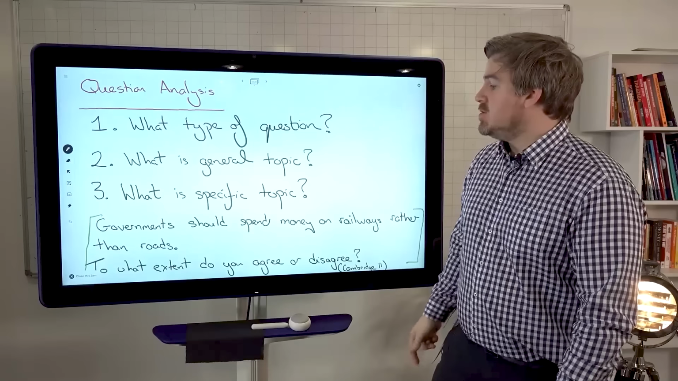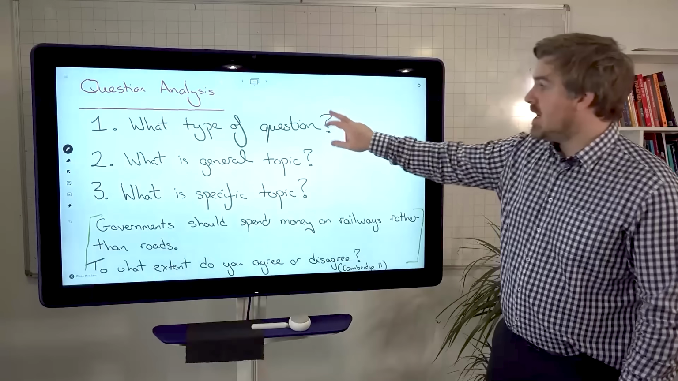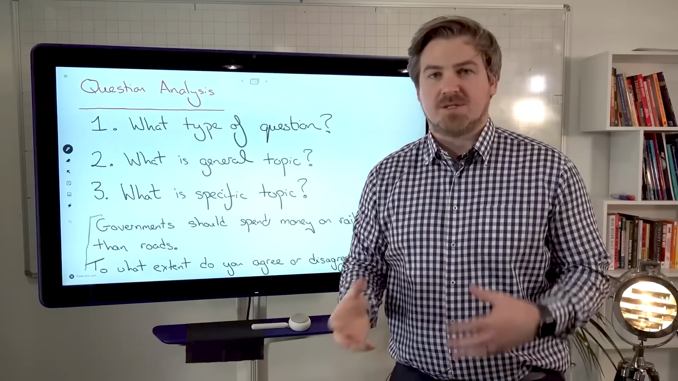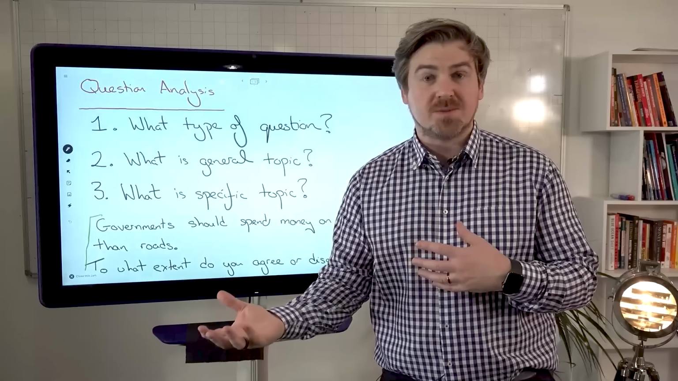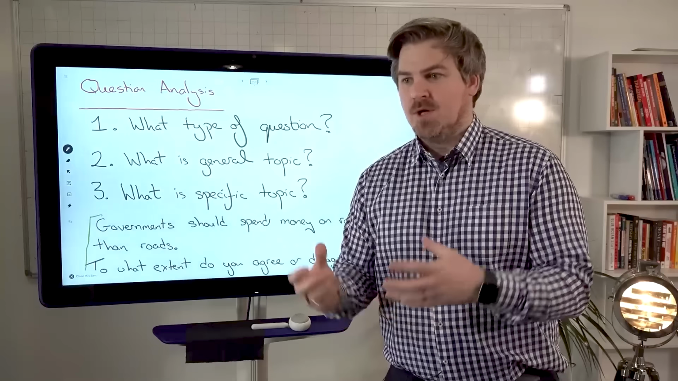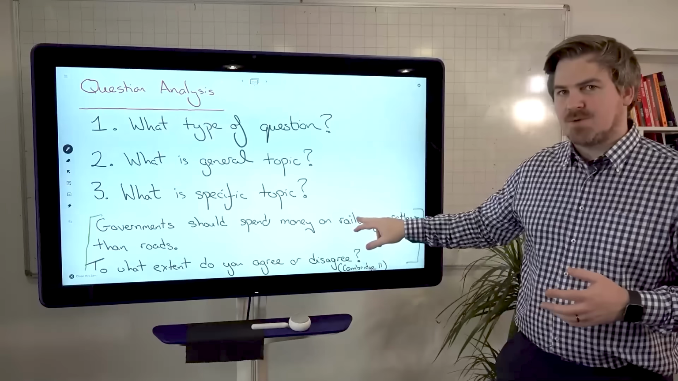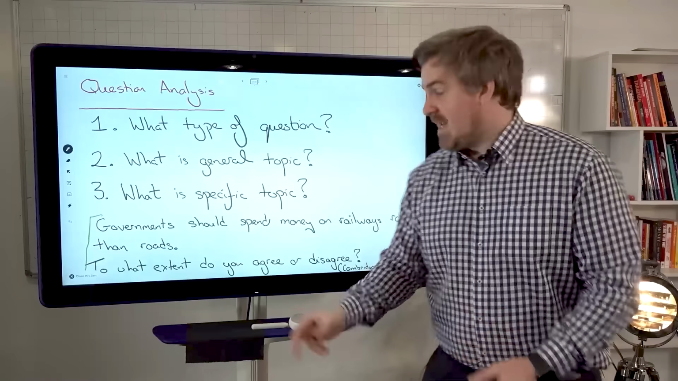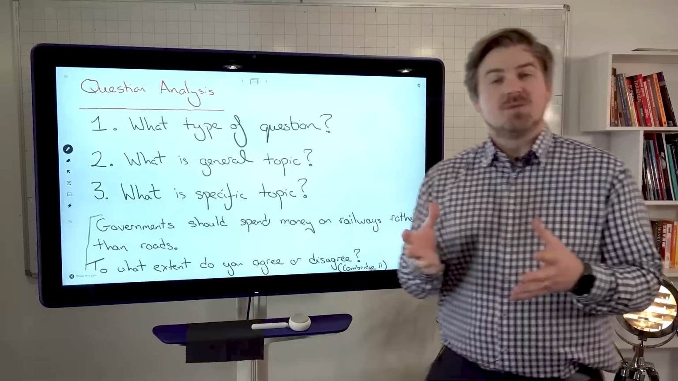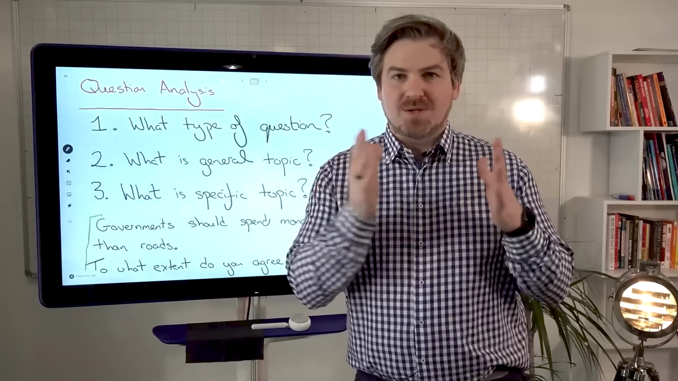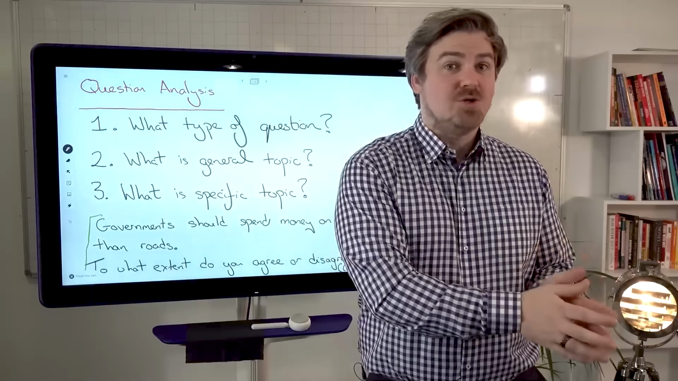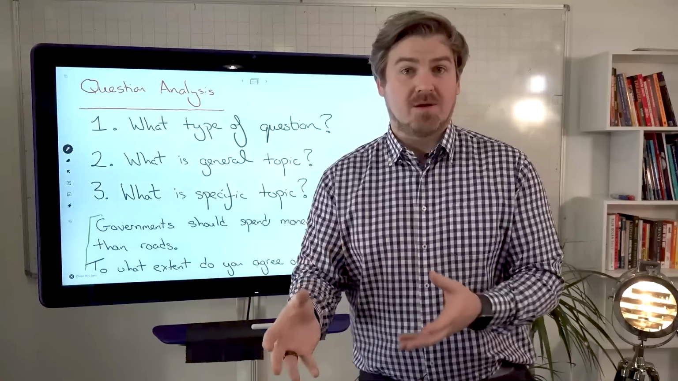Then you need to analyze the question. So the first question you need to ask yourself when you see the question is, what type of question is it? Is it a discussion question, an advantages or disadvantages question? You wouldn't believe the number of students who see the question like this one here and just immediately start writing and don't actually think about what they're asking you to do. The most important thing for Writing Task 2 is that you answer the question, you follow what they have asked you to do, and you give them what they are looking for.